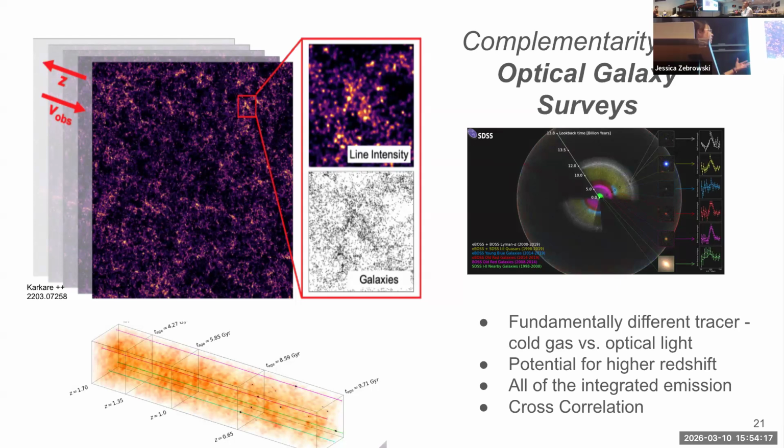But the thing that's cool about line intensity mapping is you have this potential for higher redshift. With galaxy surveys, you have galaxies until about redshift 2 or so, then you can go with quasars until redshift 4. But with line intensity mapping, you hopefully can go back all the way in time as far as, for example, carbon monoxide has been emitted.